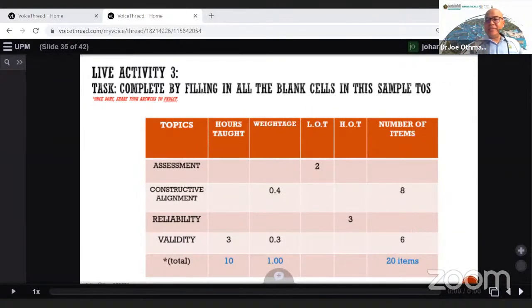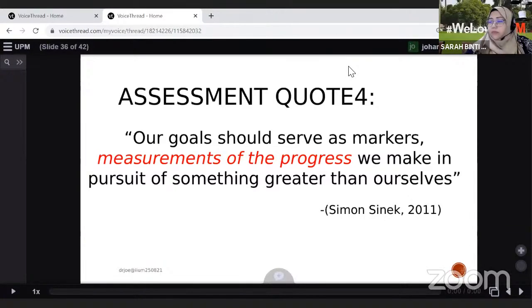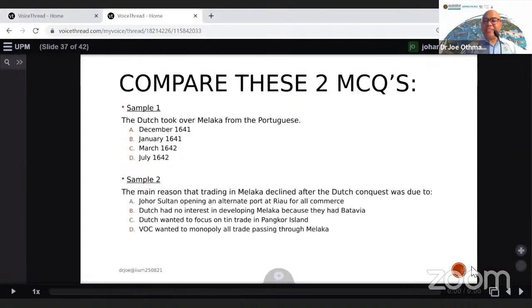And then finally, another quote, and I like this quote. Okay. Our goal should serve as markers, measurement of the progress we make. So I hope through this presentation, you also will see there is progress that you made in understanding issues and topics on measurement, because measurement, assessment, evaluation are all under one roof, which is assessment. Okay, this is Simon Sinek. I'm sure most of you have heard of Simon Sinek. Very leadership, he is an influencer. Very nice guy. Some of his views are very relevant to us. Okay, and then I just want to share with you.